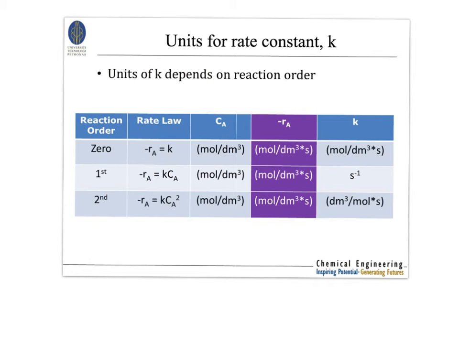Okay, so this is the units for rate constant K. The unit of K depends on the reaction order. Here we have the same unit for the concentration. We also have the same unit for the reaction rate. So what's different is the unit for the rate constant. You need to know which reaction order has which unit, so you'll be able to identify the reaction order when you do problem solving.